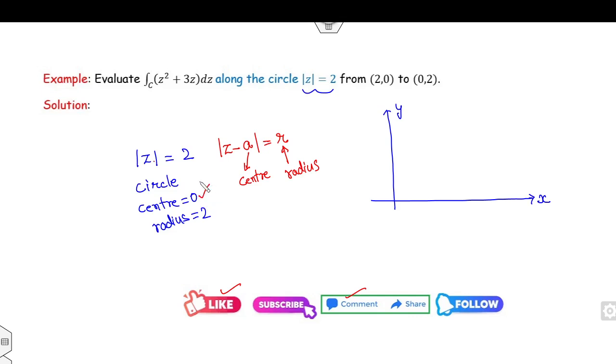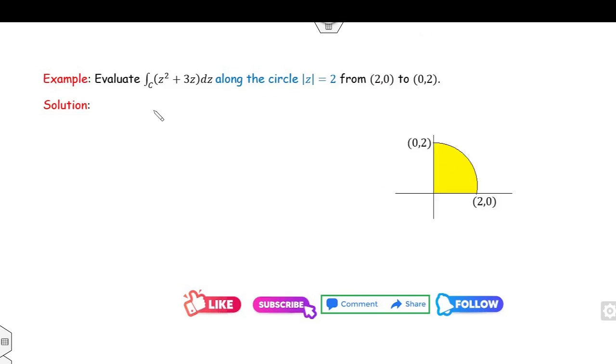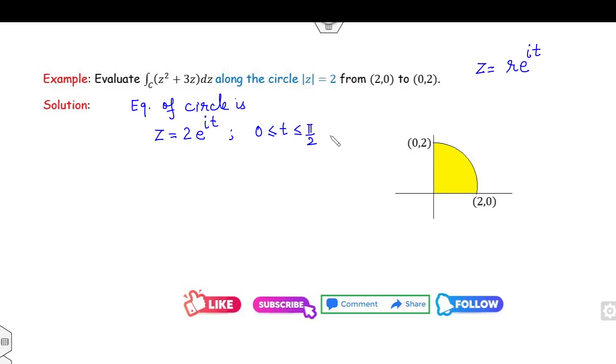In this case, a is my 0, so I can draw them. So 2 comma 0 and 0 comma 2. That means this is only for the first quadrant. Fine, my region is this case. So can you write the equation of the circle? The equation of the circle, that is z, is r e raised to power i t. So radius 2, e raised to power i t. In the first quadrant, the value of t, that is the angle, is pi by 2.